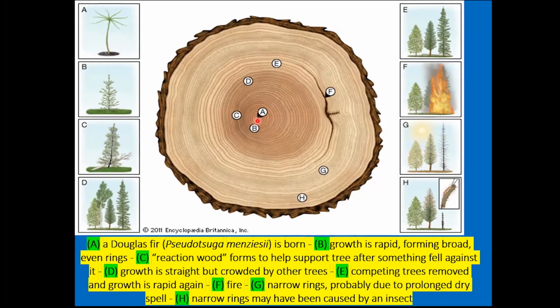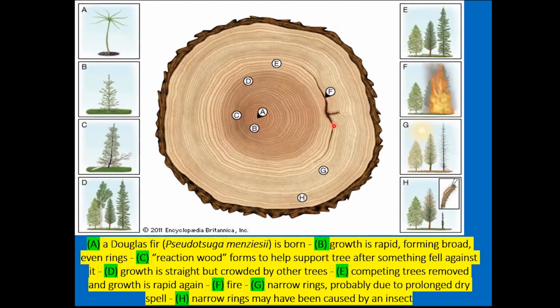Let's see, B is it's growing fast, and there's even rings right around there. C was when something fell on the tree, and that made part of the tree grow slow, part of the tree go fast. D was there's shading going on, so that inhibits growth on one side and helps it on the other side. E was their competing trees were removed, and then it started growing equally again. And then there was a fire.